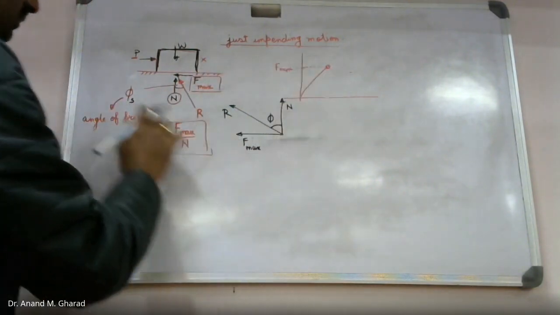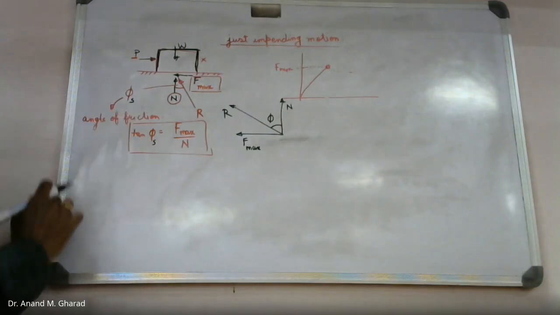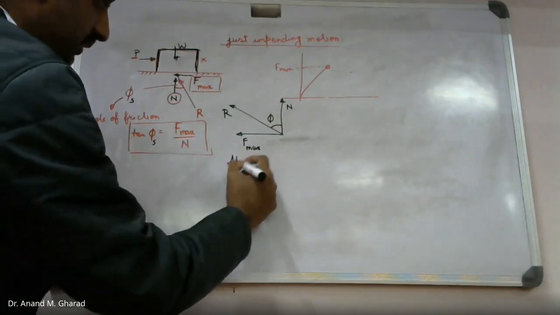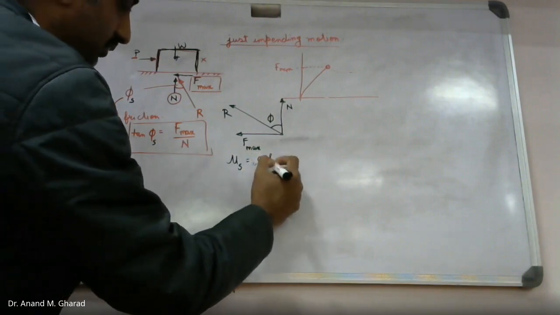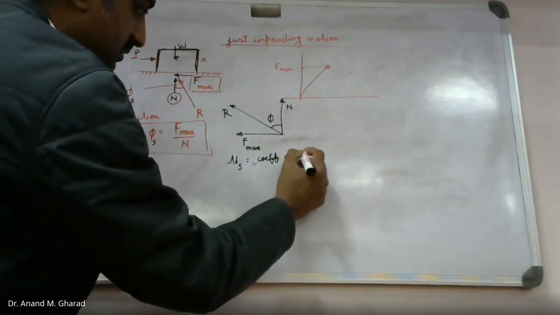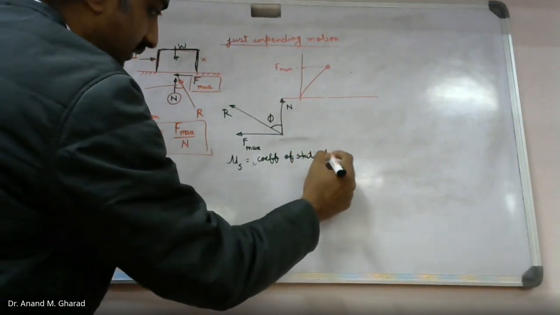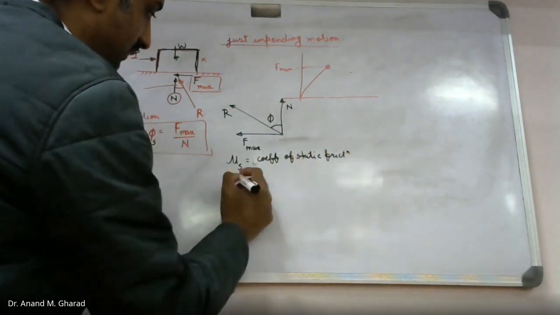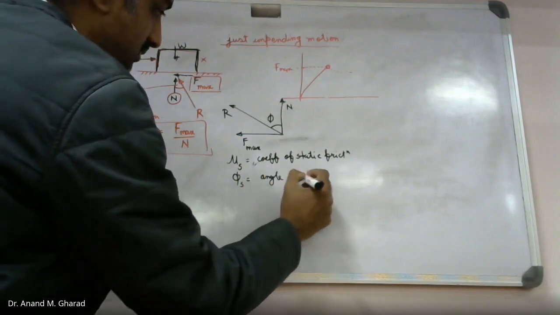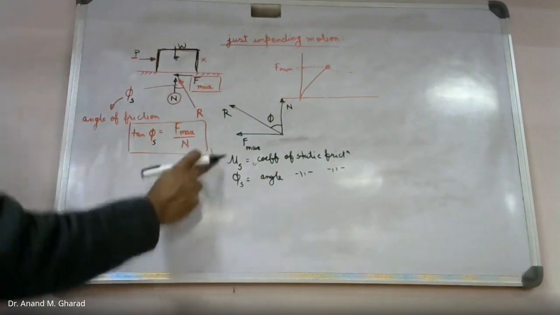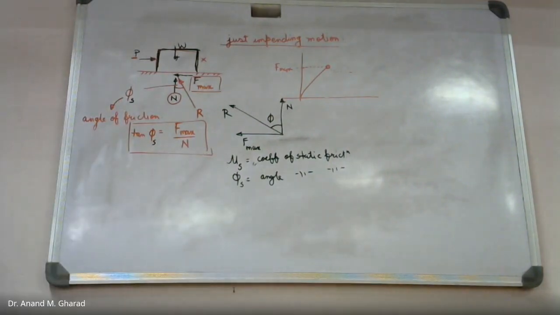Okay, so this is the angle of static friction, phi s, and mu s will be the coefficient of static friction. So these two terms are very useful for people in order to solve various numericals. So is this okay?